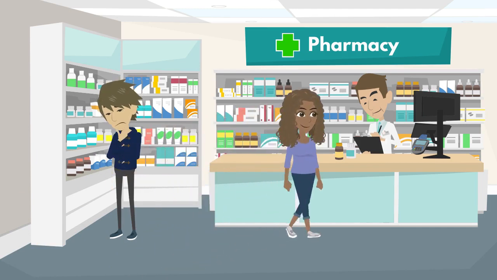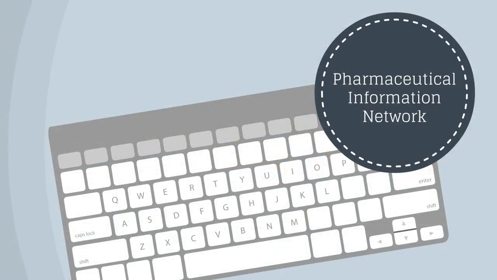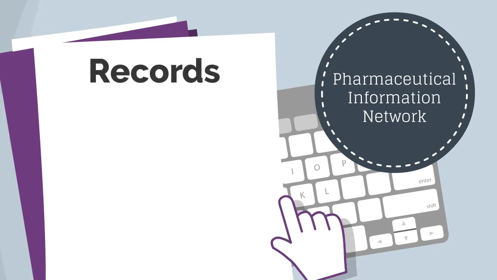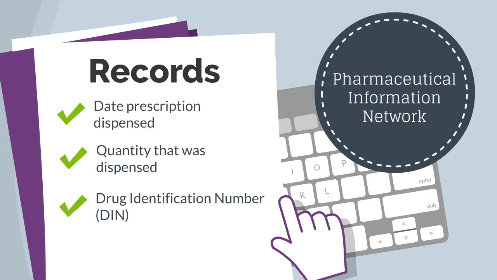When Susan goes to a pharmacy and fills her prescription, it will create a record in the Pharmaceutical Information Network, PIN, which captures information about medications dispensed from community pharmacies. This database includes details such as the date the prescription was dispensed, the quantity that was dispensed, and the drug identification number, DIN, which identifies exactly what medication was dispensed.